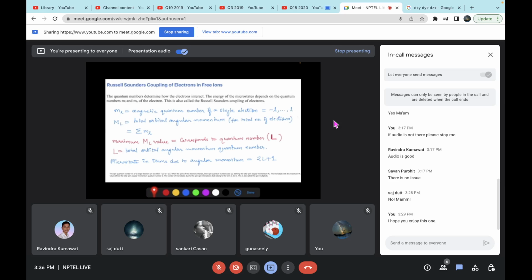And capital ML is the total orbital angular momentum for the total number of electrons. We can calculate this as the sum of the magnetic quantum numbers of the single electrons. The maximum value of capital ML corresponds to the quantum number capital L, which is the total orbital angular momentum quantum number. So this is the quantum number associated with ML. And the number of microstates in a term due to the angular momentum, we can write as 2L plus 1.